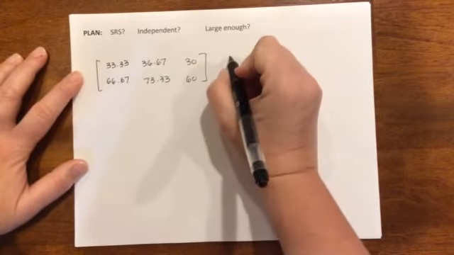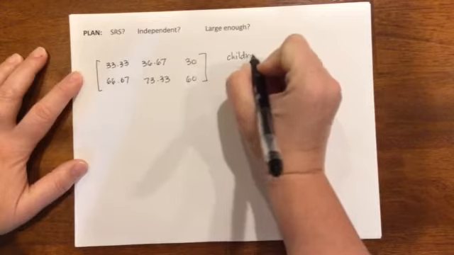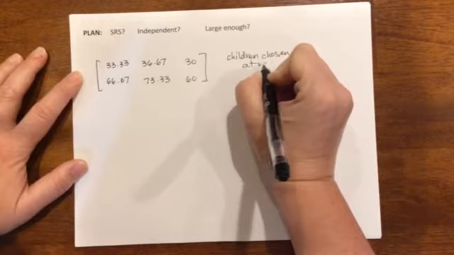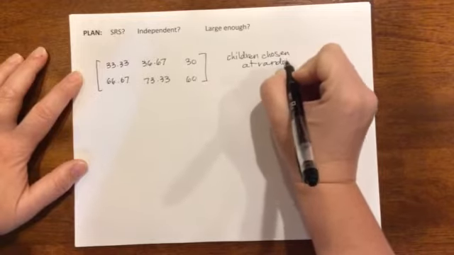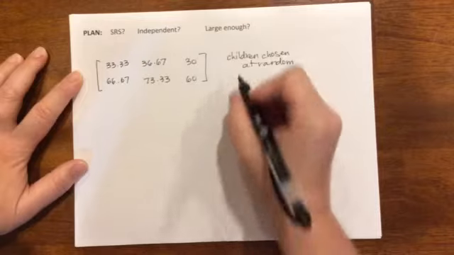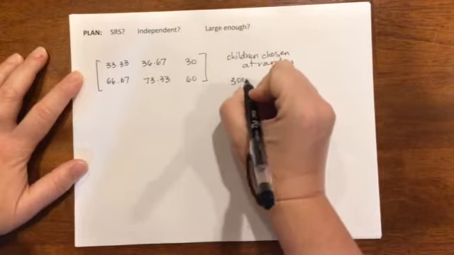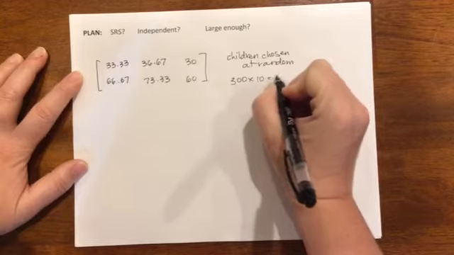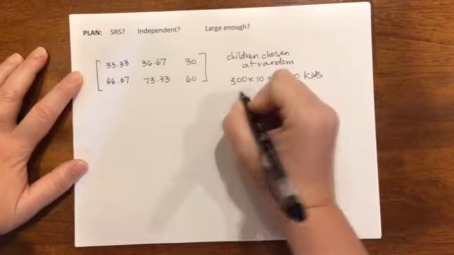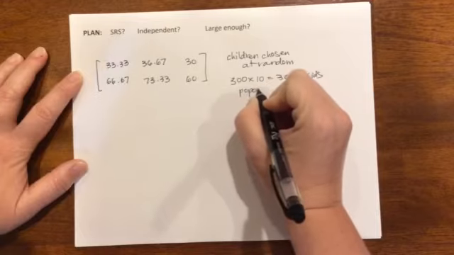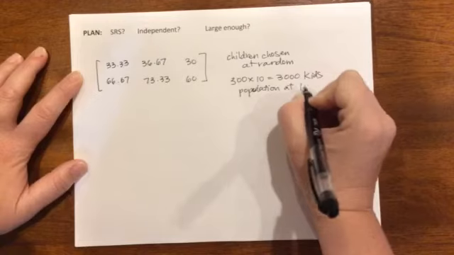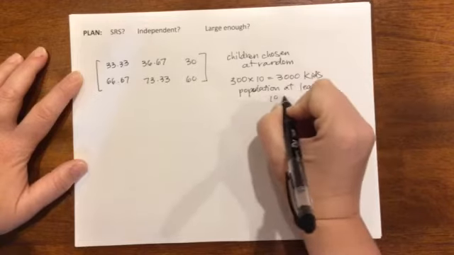Now, it did say in the problem that the children were chosen at random. And let's see, there were 300 kids total. So I'm pretty sure that there's at least 3,000 kids out there. So we have a population at least 10 times the sample.